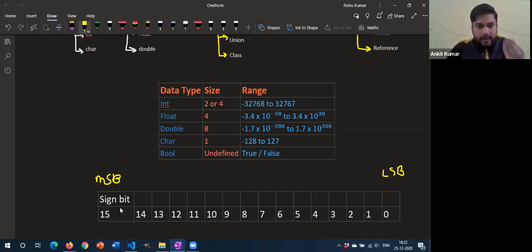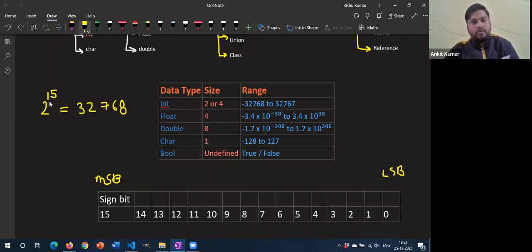If this bit is reserved for storing the sign of a number, we are left with only 15 bits, so we can utilize only those. It means that 2 to the power 15 is the maximum number that we can store in int. And 2 to the power 15 is equal to 32768. So this is the maximum number that we can store in the data type int. Now let us see how we get one extra here and one less here. I'll tell you the reason.